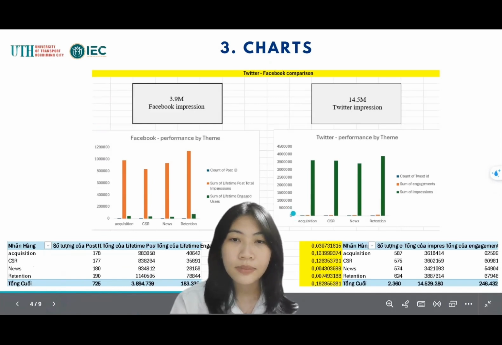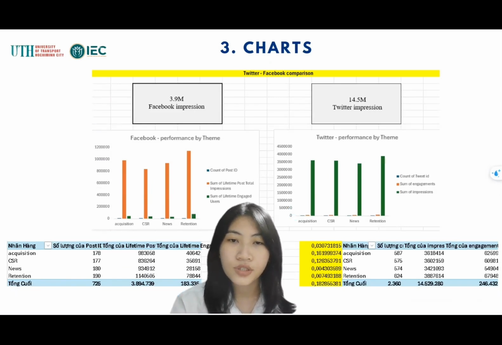And now, let's move on to the four charts. Chart 1 is Facebook performance by team. The first chart compares four Facebook content teams: acquisition, CSR, new, and retention. Retention achieved the strongest overall performance with approximately 1.14 million impressions and nearly 79,000 engaged users.